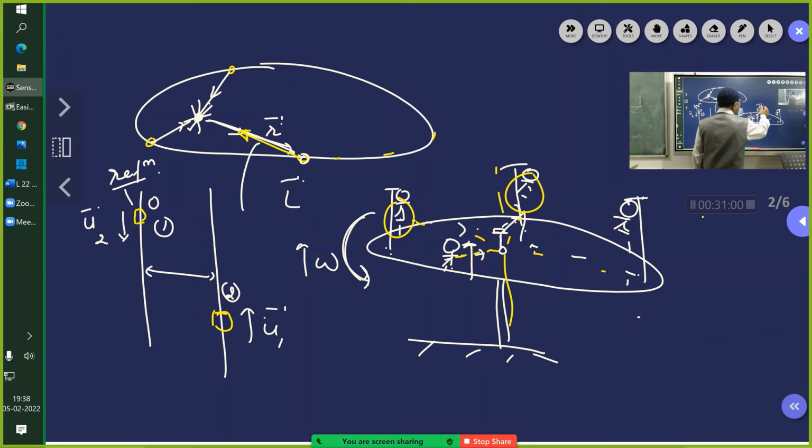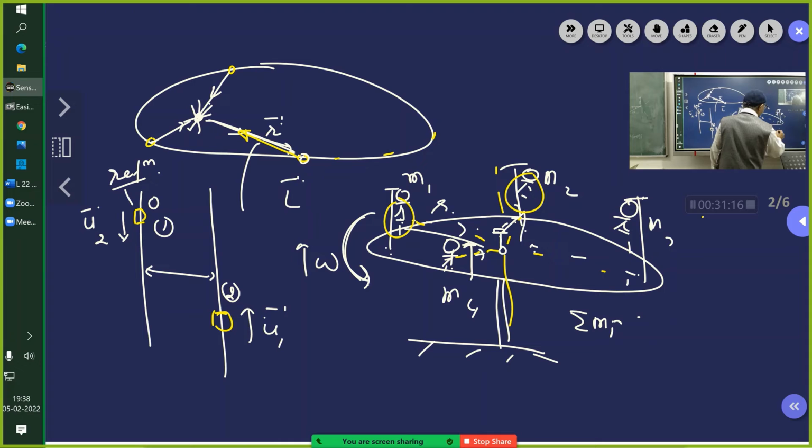So this person M1, M2, M3, M4. So if the radius is R, what is the moment of inertia of the system about this point? It will be the summation of Mi Ri squared. This is the moment of inertia. Yes, sir. Okay. And I pushed it.